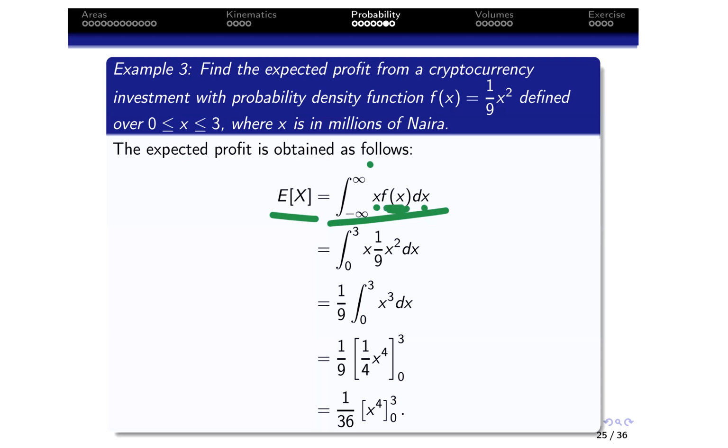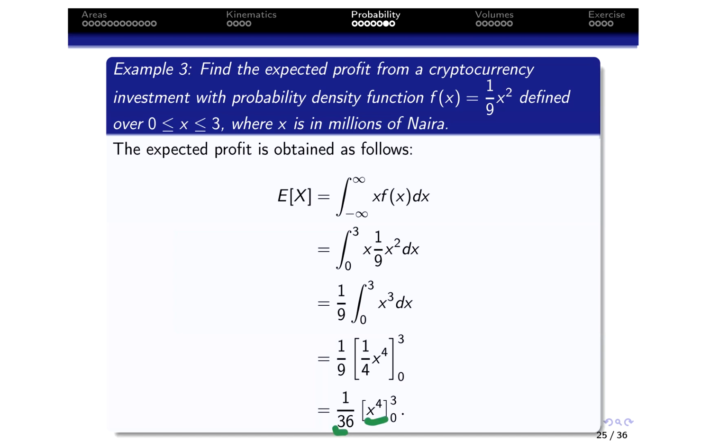Then you can take out the 1 over 9. X times x squared is x cubed dx. And that's from 0 to 3, right? So you have 1 over 9 out here. If you integrate x raised to power 3, you get x raised to power 4 over 4, which is 1 over 4 x raised to power 4, and that's to be evaluated from 0 to 3. So you take out the 1 over 4 so you can concentrate on the x. That's 1 over 9 times 1 over 4, that's 1 over 36, x raised to power 4 to be evaluated from 0 to 3.